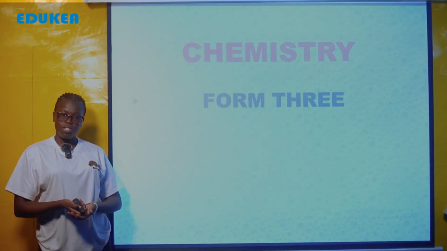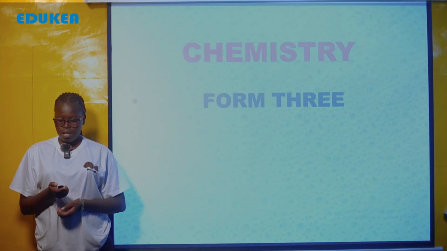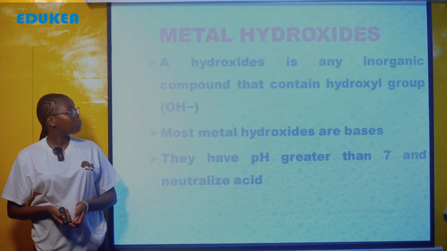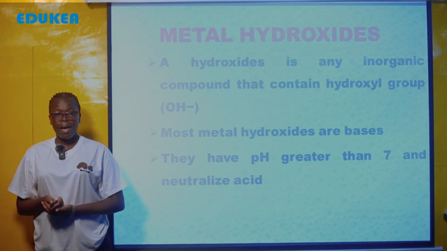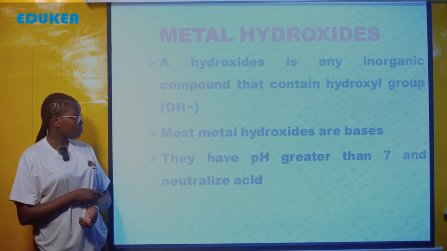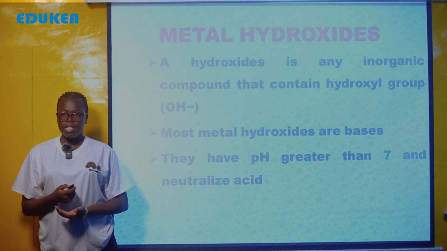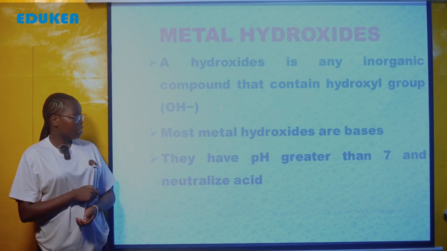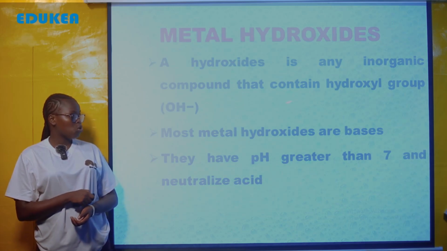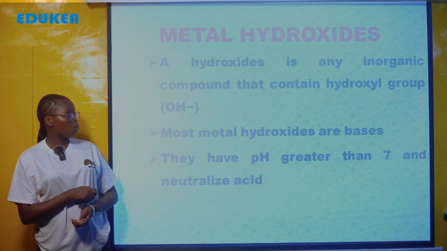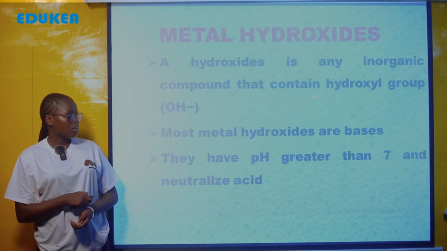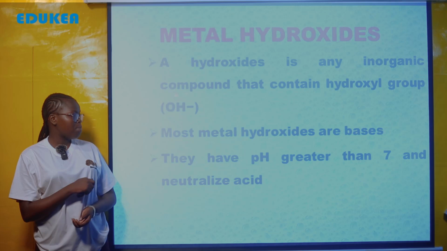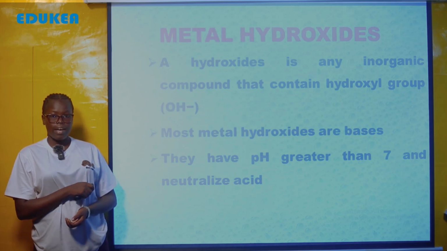My students, we are proceeding with our topic, compounds of metal. And today we discuss the metal hydroxide. When we talk about hydroxide, this is any inorganic compound that contains a hydroxyl group. It comes from the term hydroxide, and it is indicated by the letters OH negative.